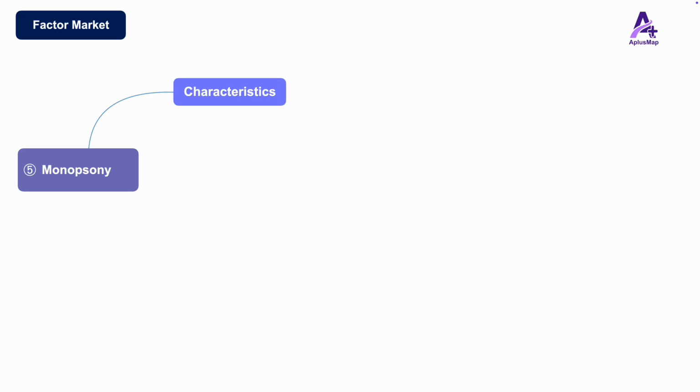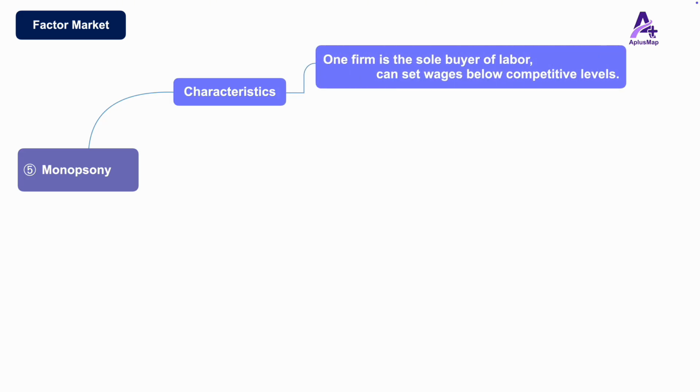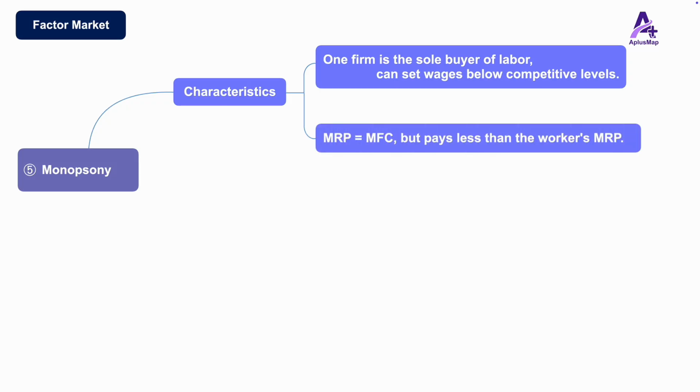So, characteristics of monopsony. One firm is the primary or even sole buyer of a particular type of labor. This gives the firm significant market power, allowing it to influence the wage, typically setting it below what it would be in a competitive market. Now, the firm still hires using the MRP equals MFC rule, but the way MFC works is different, and crucially, the wage they pay is less than the worker's MRP. Okay, one buyer, power to set wages, pays less than MRP.